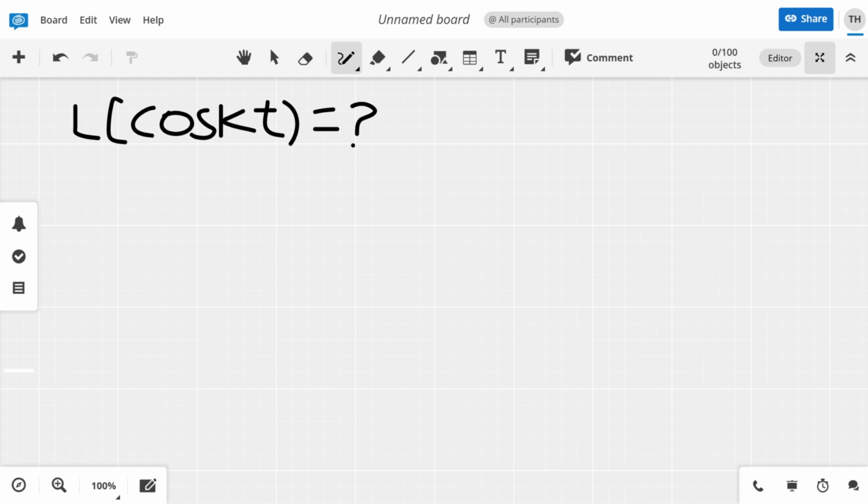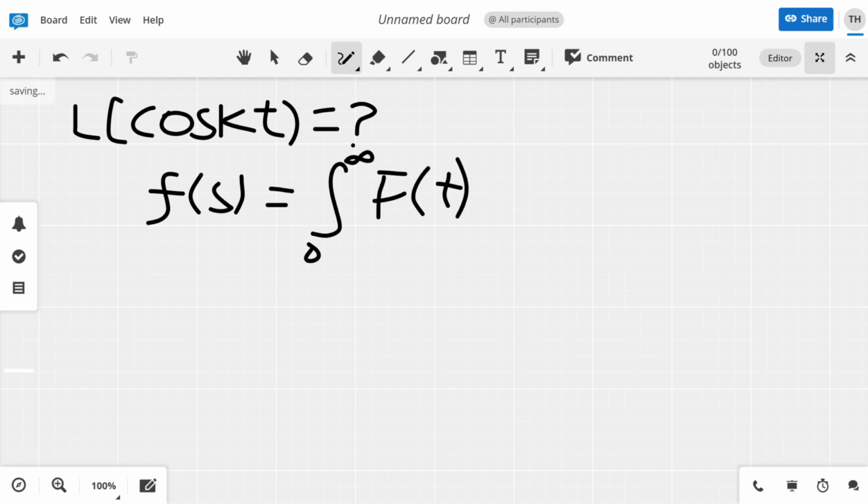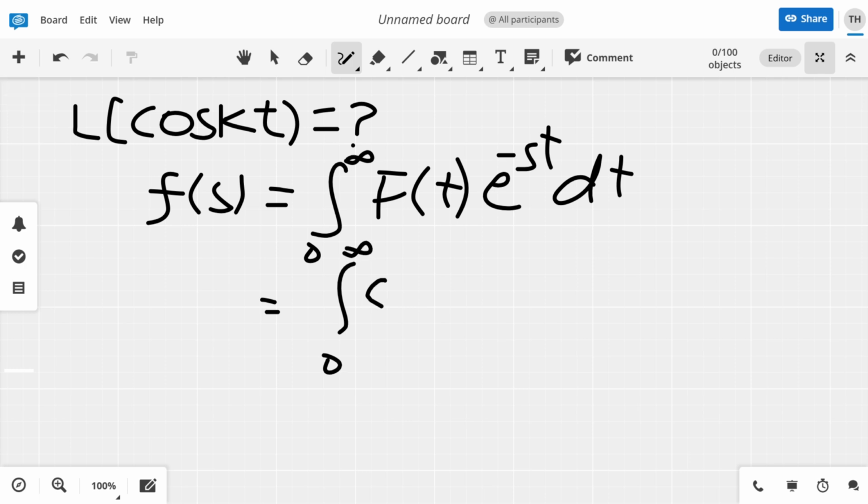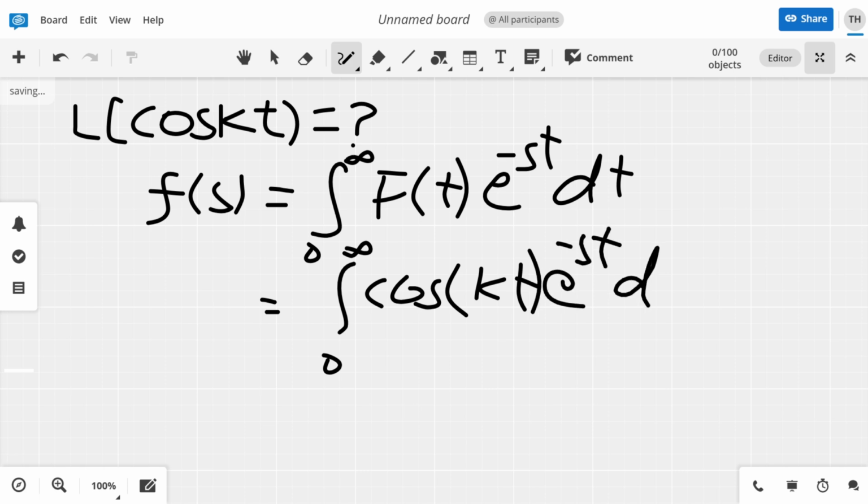So our F of s will be the integral from 0 to infinity of f of t times exponential minus st dt. Now I will put the value of f of t. Here is cos kt times exponential minus st dt.